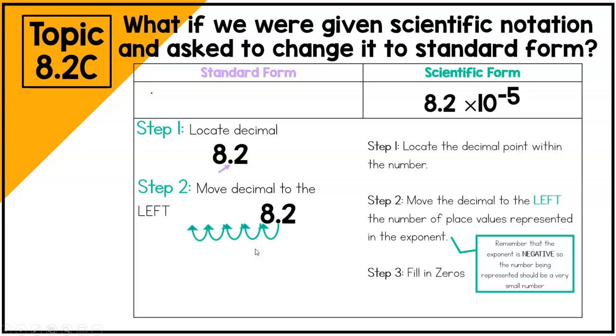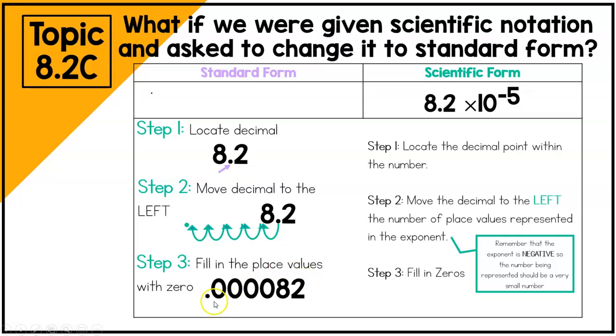Okay. So here I'm going to move to the left. My exponent tells me 5, so I'm going to move 5 spaces to the left. And again, I'm going to put that 0 in. And step 3, just like yesterday, is to fill in those placeholders with zeros. So then I get this very, very tiny number. All right, so we're going to work through an example.